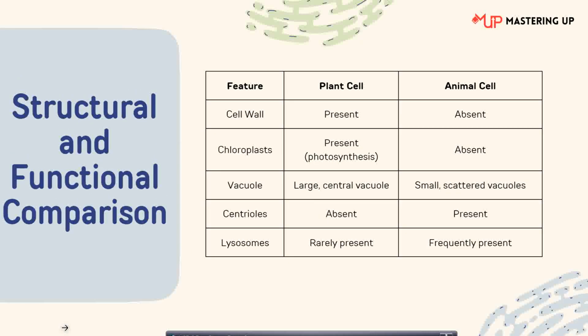Now let's look at the structural and functional comparison between plant and animal cells. As I told you, some of these organelles are present only in plant cells and are absent in animal cells. There is also a difference in the structure of some organelles in plant and animal cells. So here is a table.